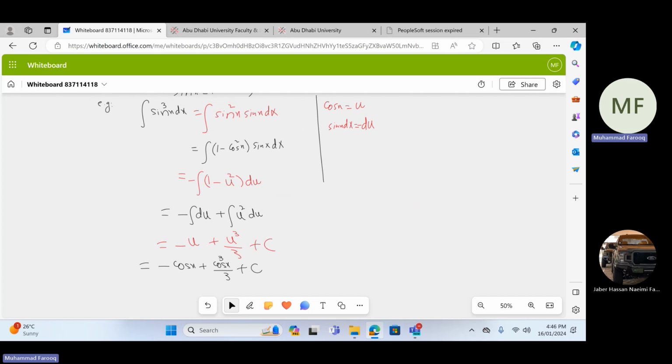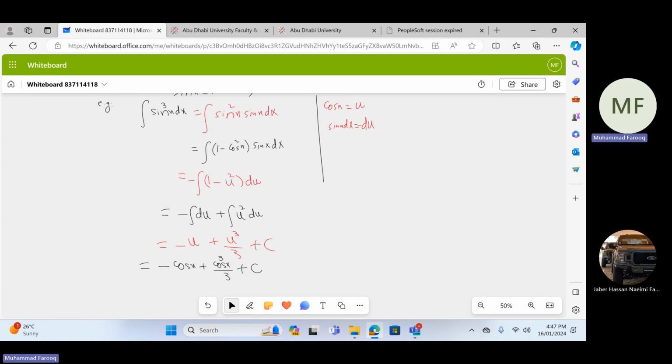So I just finished with you the sine cosine case, where you have to check the power. We use this technique when they have higher powers. Higher powers mean a power more than 1, so from 2 and above: power 2, 3, 4, 5, 6 are all higher powers. You have to check whether the power is even or odd. If the power is odd, we apply this technique.